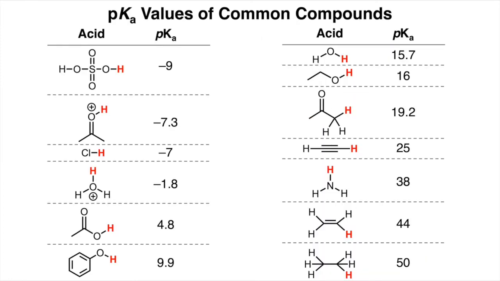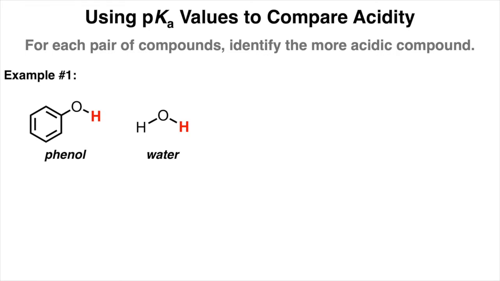Here's a list of pKa values of common compounds that you'll see in this course. Feel free to either take a screenshot and save it as a picture that you could reference for the remainder of the course. Now, let's look at some examples where we use pKa values to compare acidity of various molecules. For each pair of compounds, identify the more acidic compound.